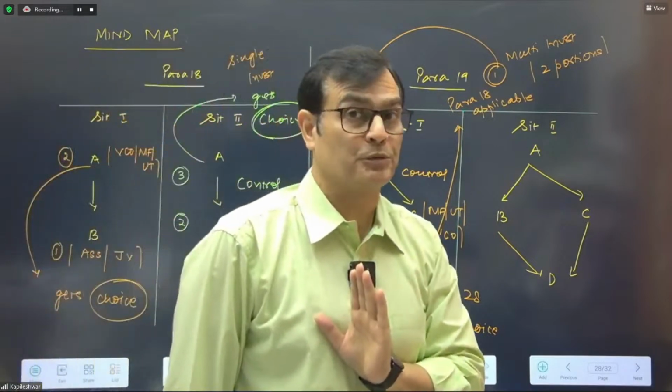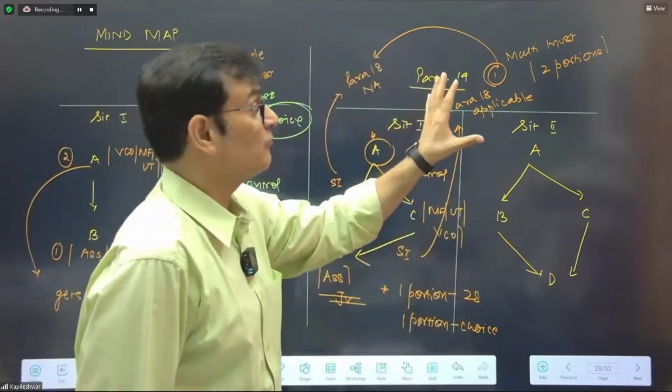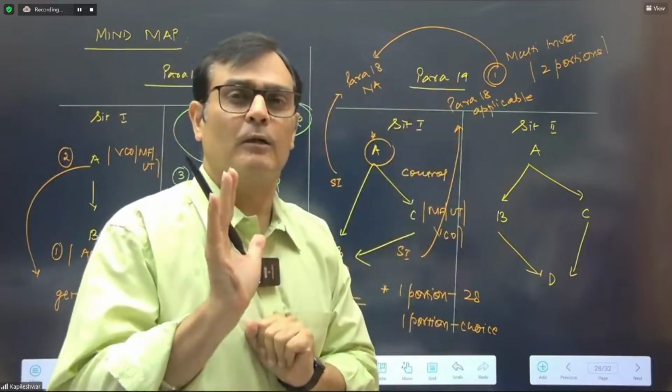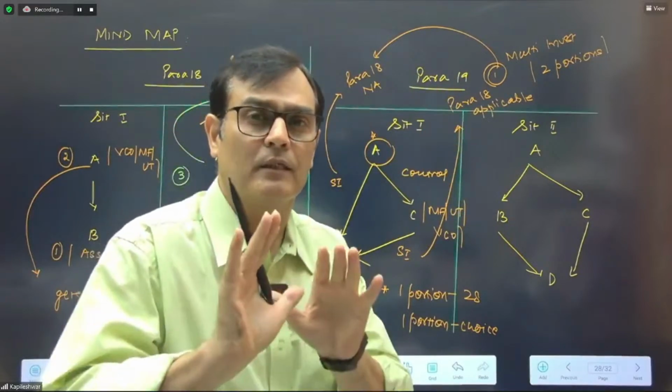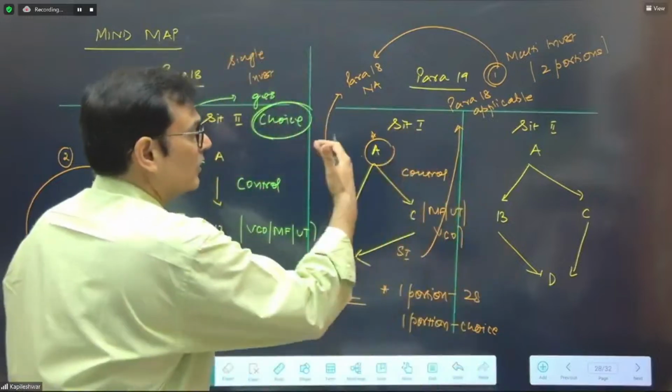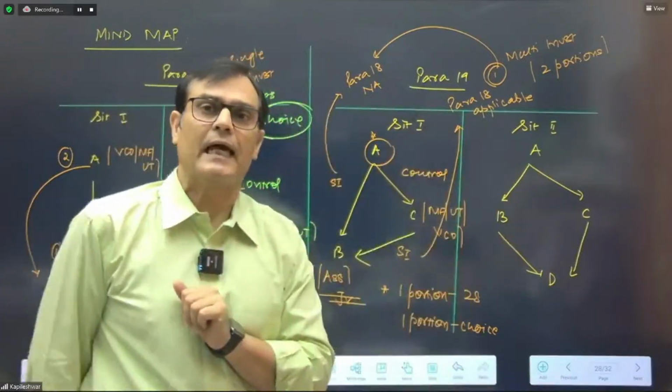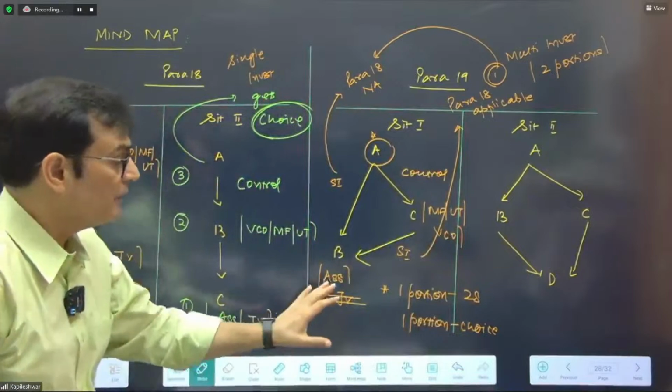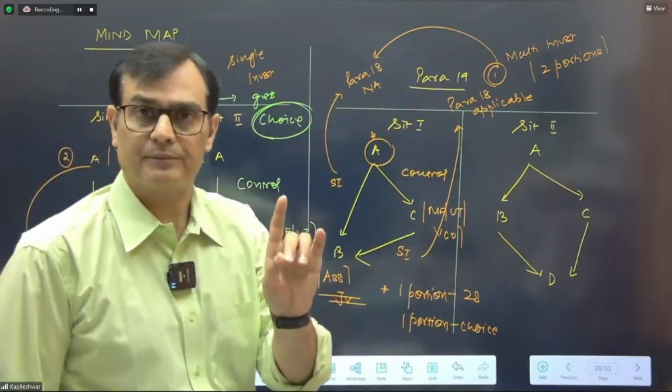This is the clarification. Simple. So you need to get the focus very clear. The triggering of para 19 says that there are 2 portions, one to which 18 is not applicable, one to which 18 is applicable, and then you can decide. And no JV, only associate.